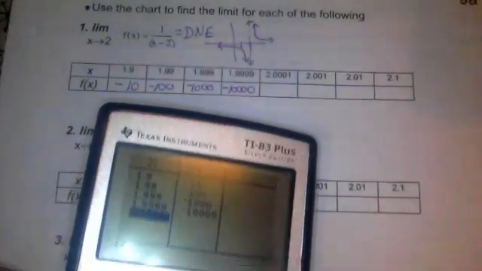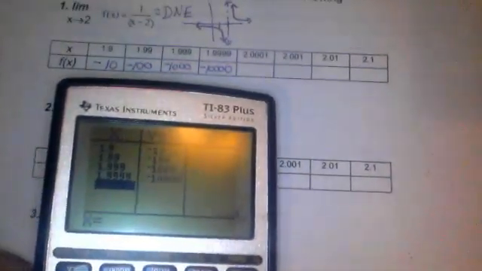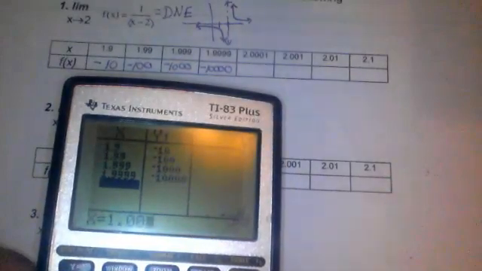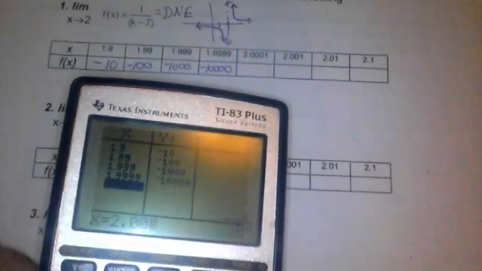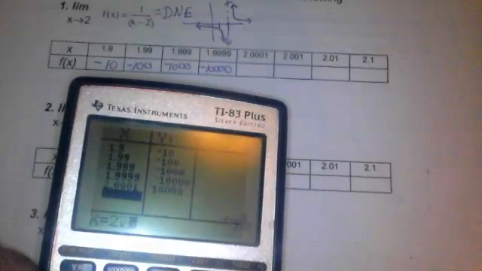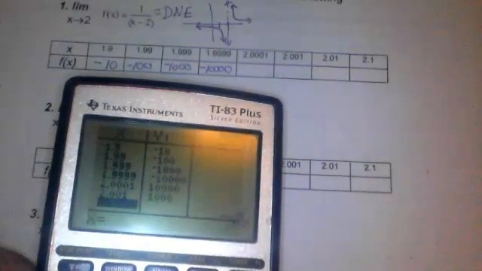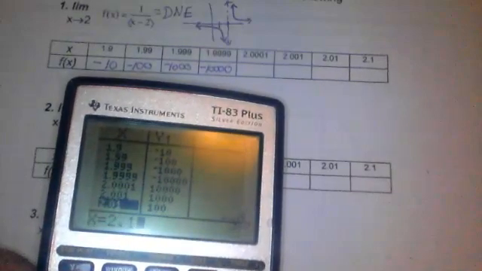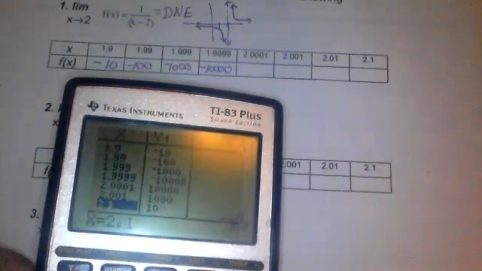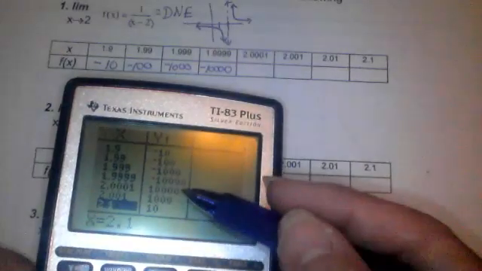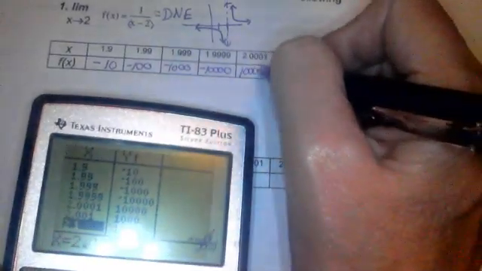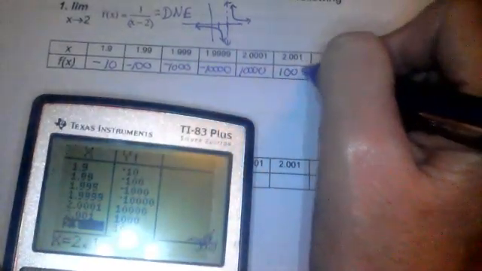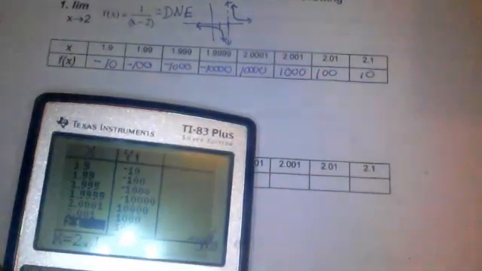All right, and then we're going to do the rest of these values. So 2.0001, 2.001, 2.01, and 2.1. So looks like we're going back the other way. Oh, somehow one got left out there. All right, so we've got 10,000, 1,000, this one was 100, and then 10.